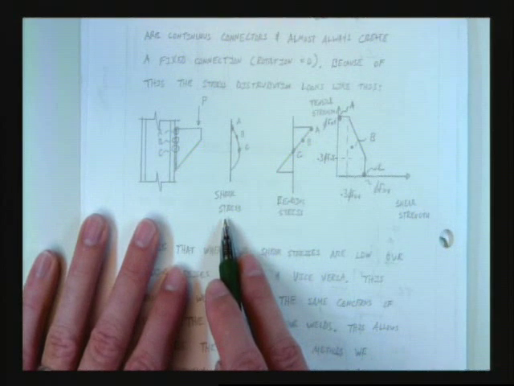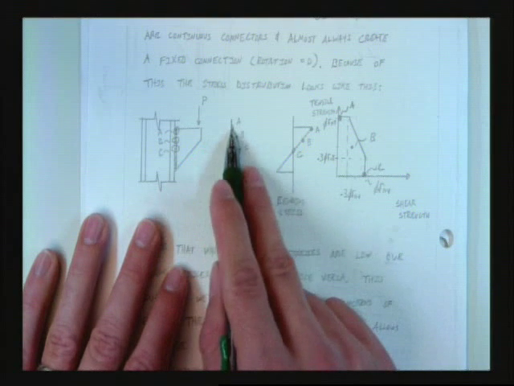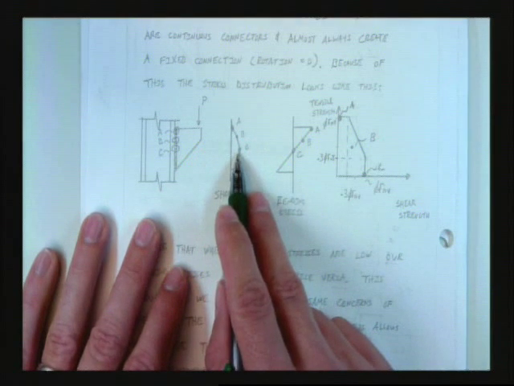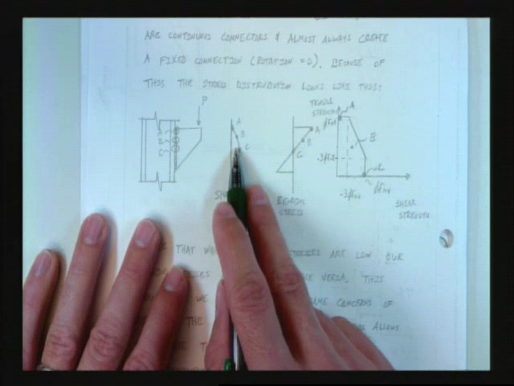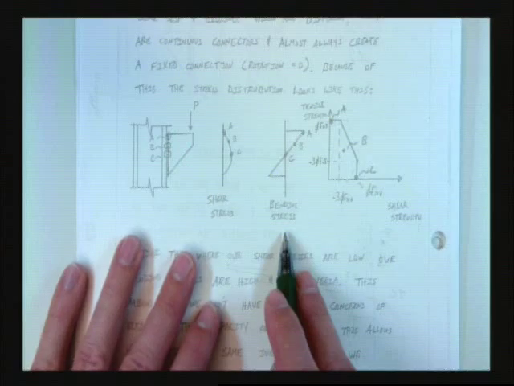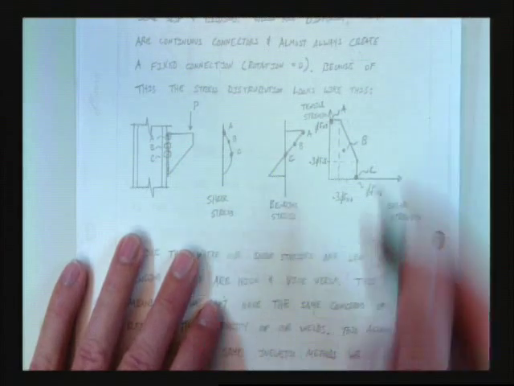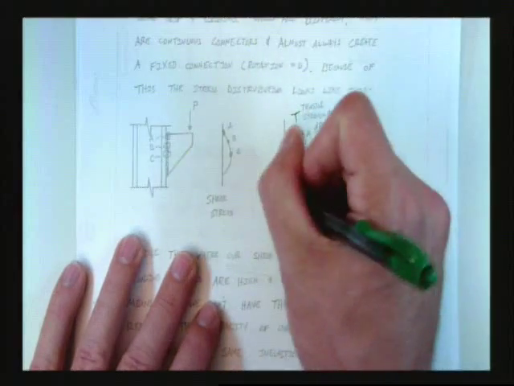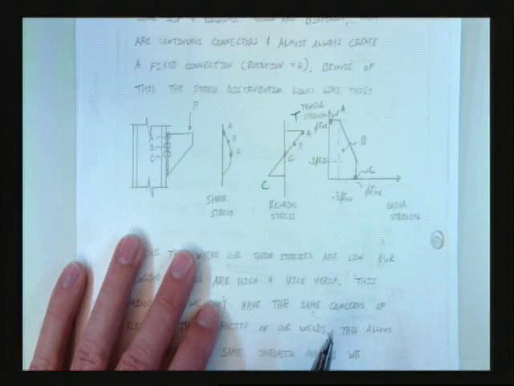You agree with me? VQ over IB. It's just like a shear distribution on a web of a W shape. It's going to look just like that. There'll be no shear at the top, highest amount of shear in the middle, intermediate amount of shear at B. Bending diagram is going to look just like this, right? Tension up here, compression down at the bottom, right?